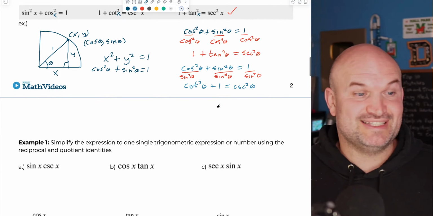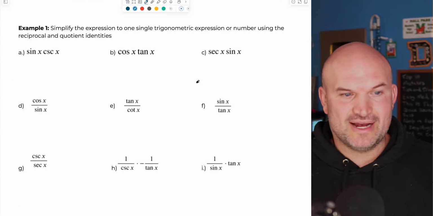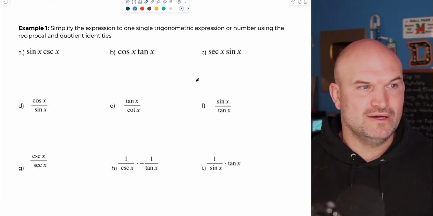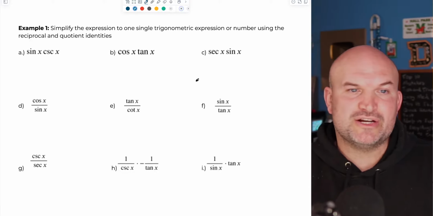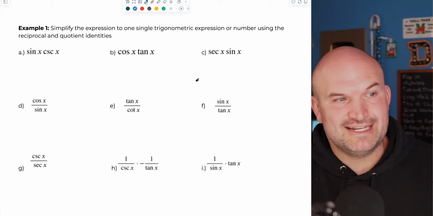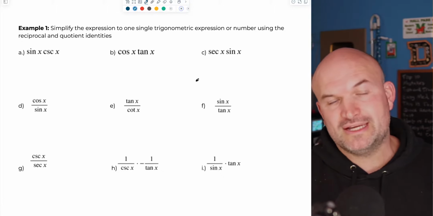Let's get into these examples and get some practice, right? Some just basic ones to see how we simplify. So simplify the expression to one trigonometric expression or number using these identities. Now in this one, I say the reciprocal and quotient identities.